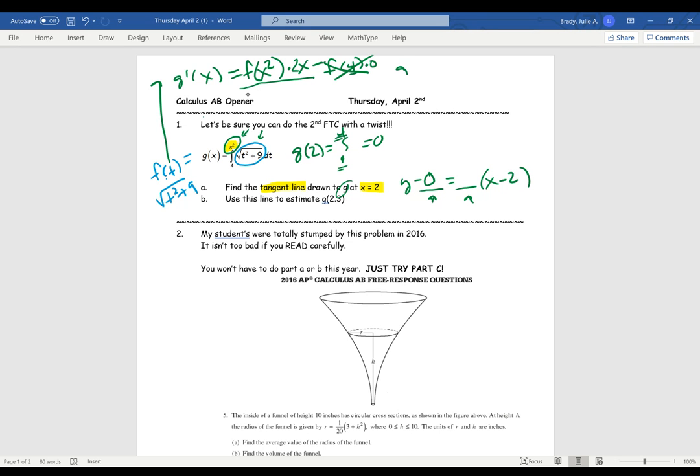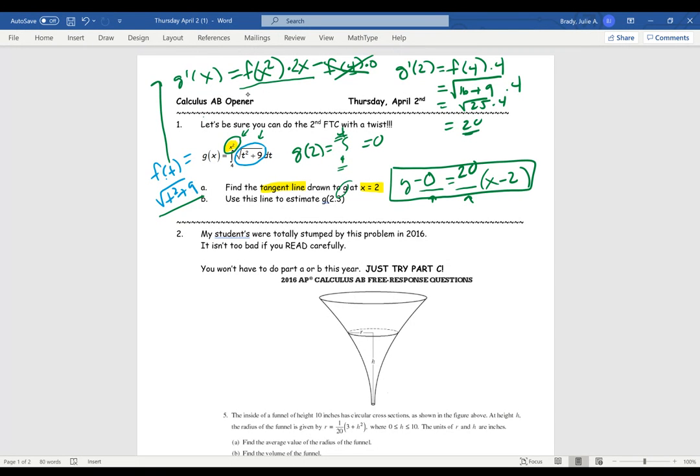Okay, so let's find g prime of 2. That is f of 4 times 4. And here's my rule for f. The square root of 4 squared, which is 16, plus 9, times 4, which is root 25 times 4, which is 20. And that goes right here. So here's my answer to part A.